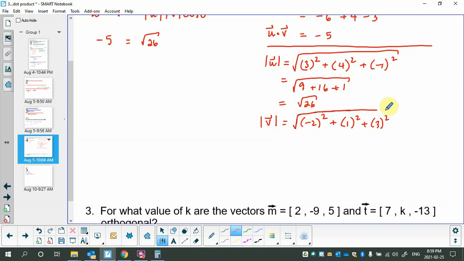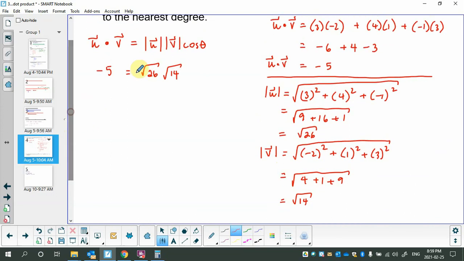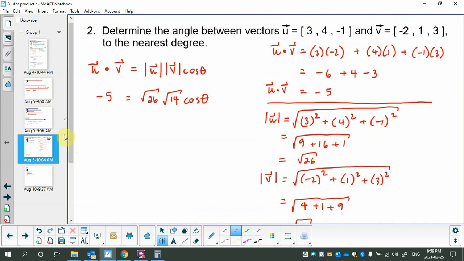Under a square root sign. So that's 4 plus 1 plus 9, which is 14 under a square root sign. So I filled in all the pieces to this puzzle except the theta, which is a really good thing because that's what it's asking me for. It says determine the angle between the vectors.